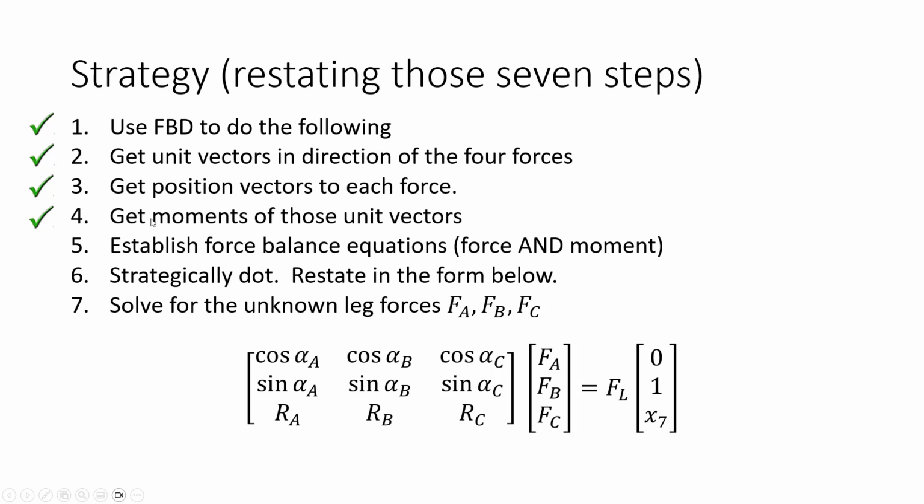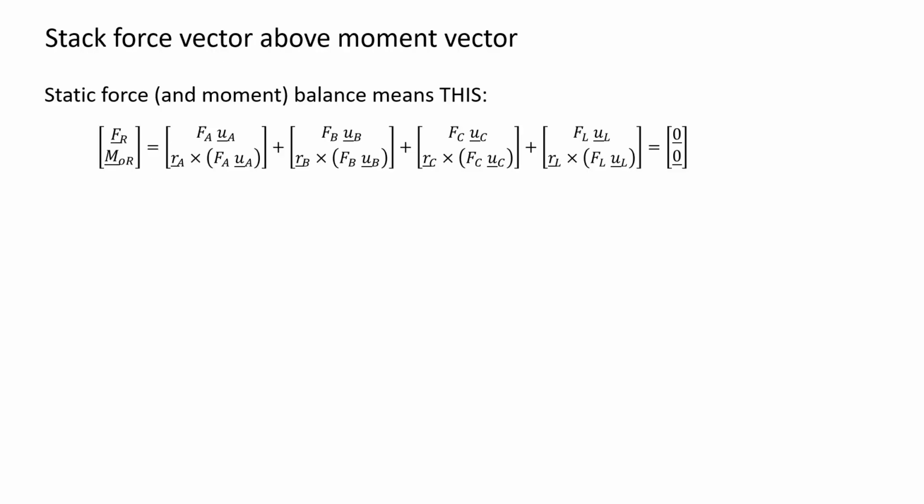Okay, so we've got our position vectors, we've got our moments. Now we're ready to establish our force balance equations, force and moment. The way I write them is I stack my resultant force as a vector above my resultant moment about the origin in this case. So this is like a 6x1 in general when we go to 3 dimensions.